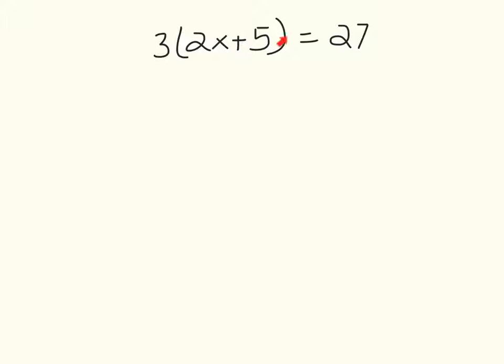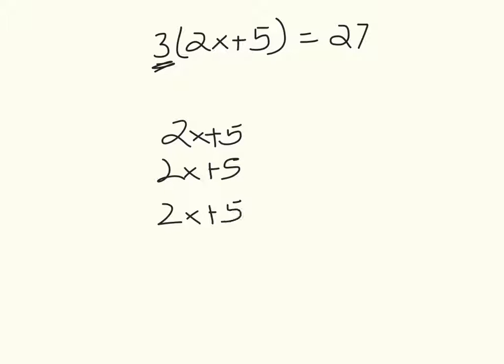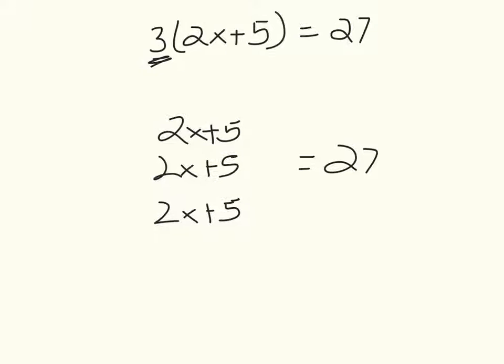See this type of parentheses we see here, this curl? When we say it, it's called grouping. So it's the group. This operation groups things together. So what this problem really says is that I've got 3 groups of 2x plus 5. I've got 3 groups of them. So I've got 2x plus 5, 2x plus 5, and 2x plus 5. I've got 3 groups of that, and they work together to make 27.